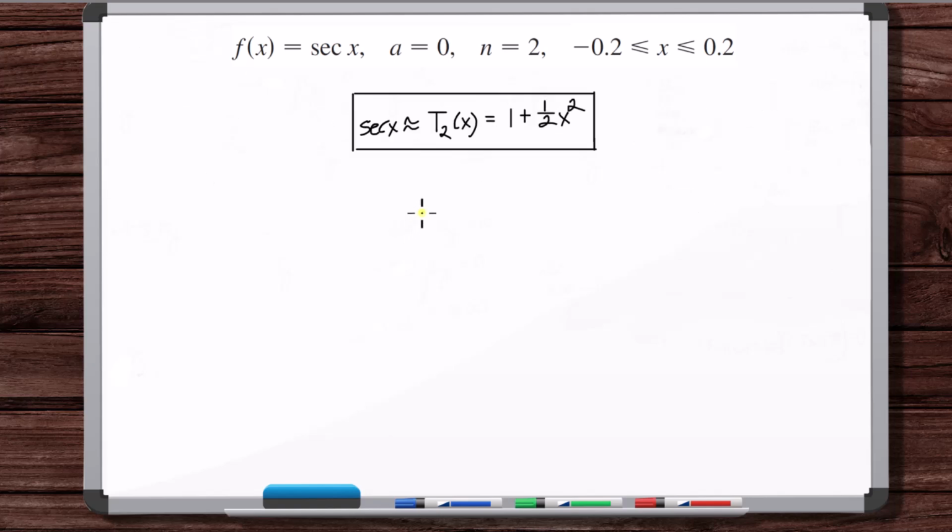All right, next we want to estimate the maximum possible error. We're going to use Taylor's inequality to get, if you're going to input an x into the Taylor polynomial that's within this range, what is the maximum possible error you could get, meaning the biggest possible difference between the value you got using the Taylor polynomial and the value the function would give you if you plug that same value into the function.